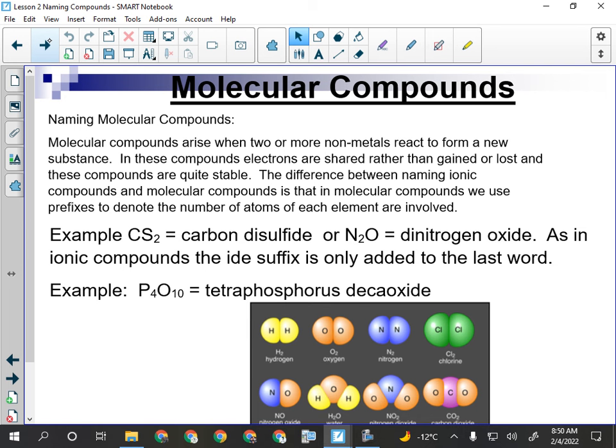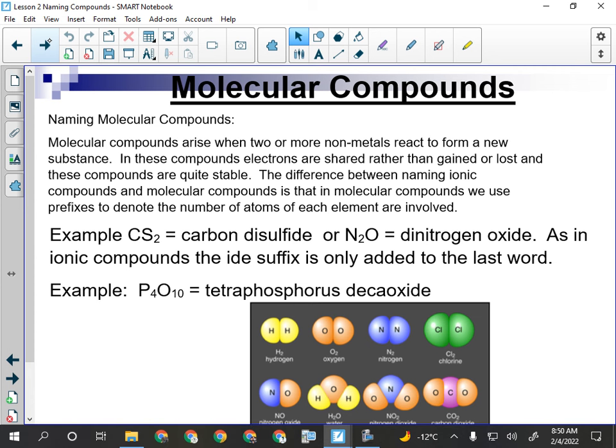There's really no rhyme or reason to how they can go together, so we have to have prefixes in the names, otherwise we'd run into that same problem we ran into with the multivalent metals. We have a whole bunch of compounds that are different that have the same name. Okay, so we have to use the prefixes in order to tell people in this molecular compound of nitrogen and oxygen, there are two nitrogens and one oxygen. Okay, or there are two nitrogens and three oxygens. So that's where we come in with the prefixes.